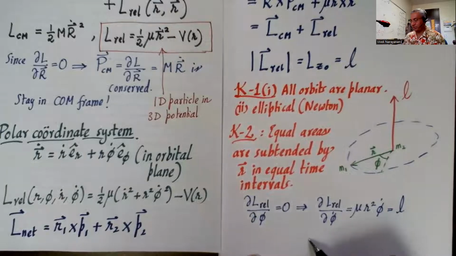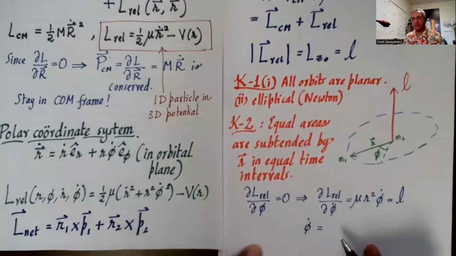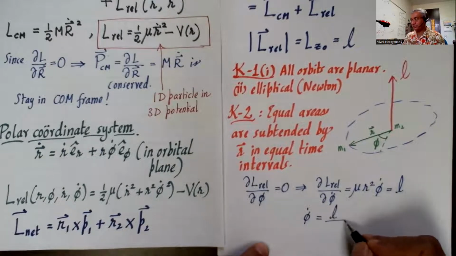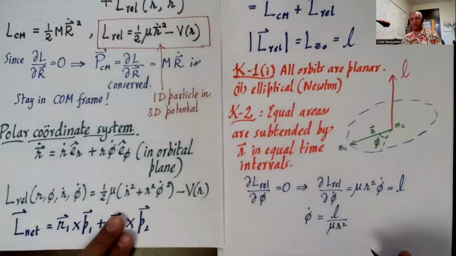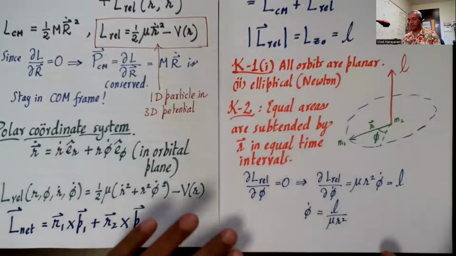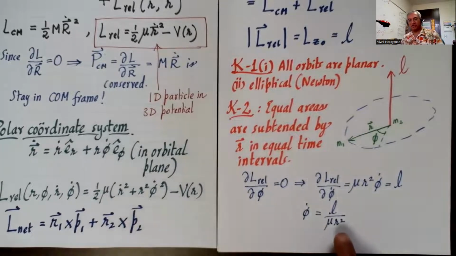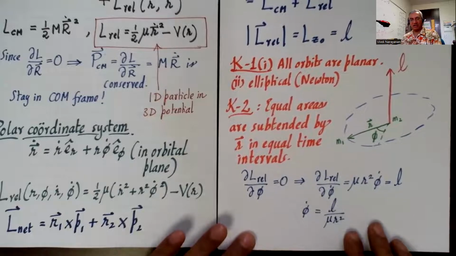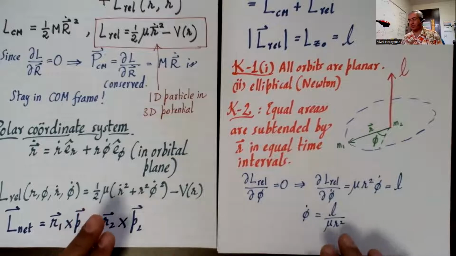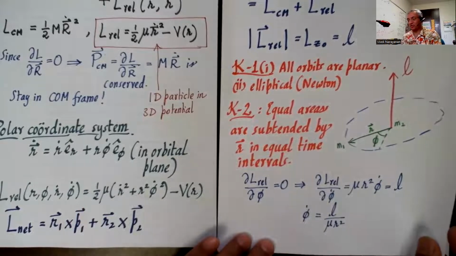So phi dot is going to be equal to L over mu r squared. Well, that's a really important equation because it connects the angular speed of the orbit with the size of the orbit at any given time. Now, one more step. I'll write the relative Lagrangian later, but right now I want to prove Kepler's third law.